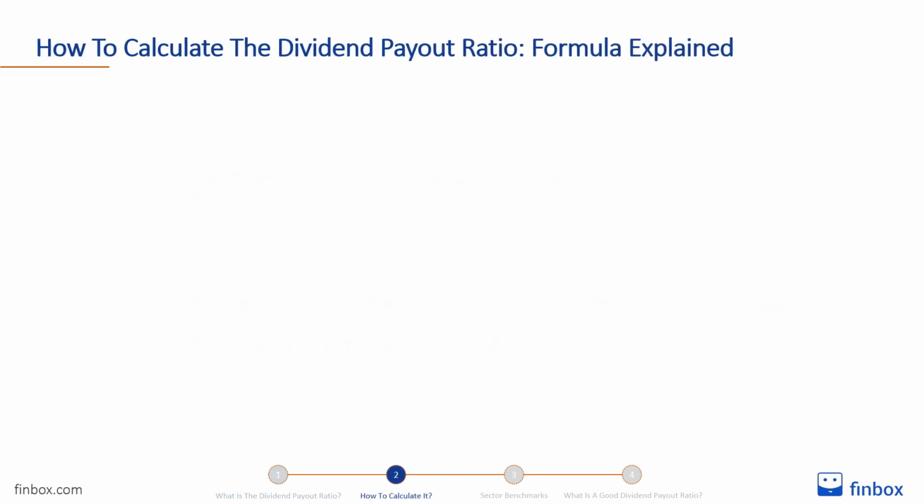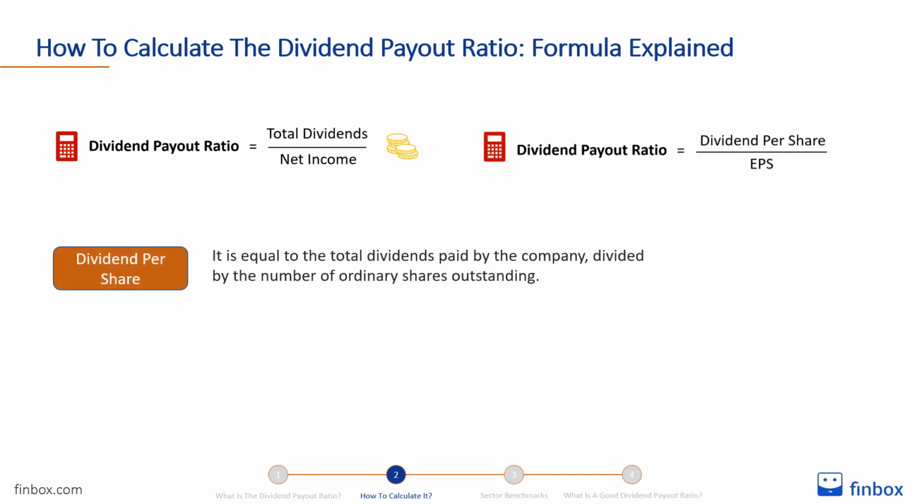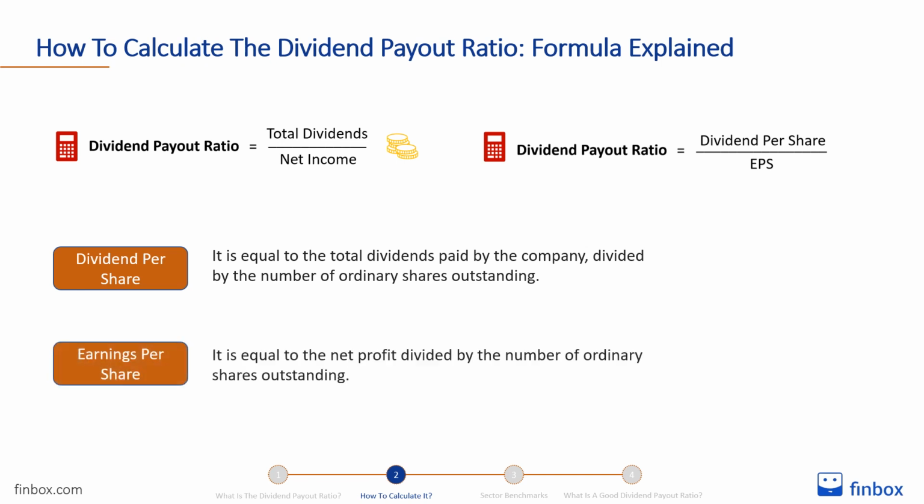As previously mentioned, the dividend payout ratio is equal to the total dividends paid to shareholders divided by the net income. You can also calculate it by dividing the dividend per share by the earnings per share. The dividend per share is equal to the total dividends paid by the company divided by the number of ordinary shares outstanding. The earnings per share is a financial metric equal to the net profit divided by the number of ordinary shares outstanding.